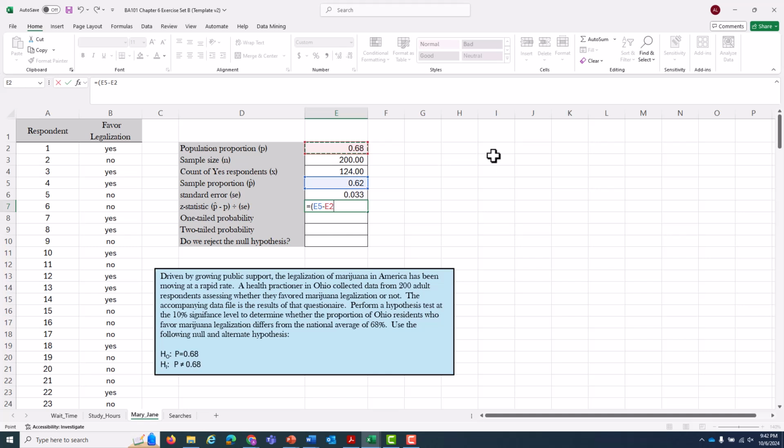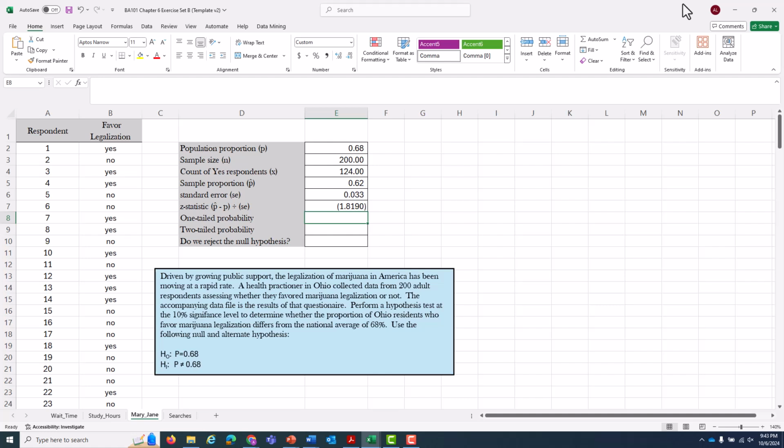Close that parenthesis. And then I'm going to divide that by the standard error that we're working with, which is 0.033. And when I do, I come up with a z statistic of negative 1.8190, which is implying, in this case, that based upon this information in Ohio, the return is going to be about 1.8 standard deviations below the national average.